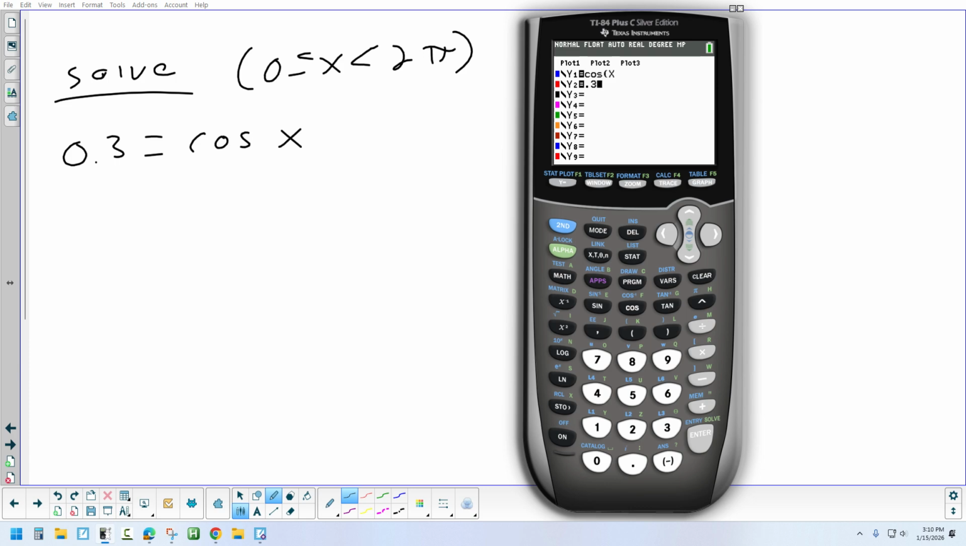Okay, after we put everything in y1 and y2, what do we have to do next? Go to the window. Yeah, we got to look at the window. What do you want to set? What did they tell us to set for the window? 0 to 2 pi. All right, so the x min is 0, x max is 2 pi. All right. What should I do now? Yep. Hit graph. Okay, I'll hit graph.